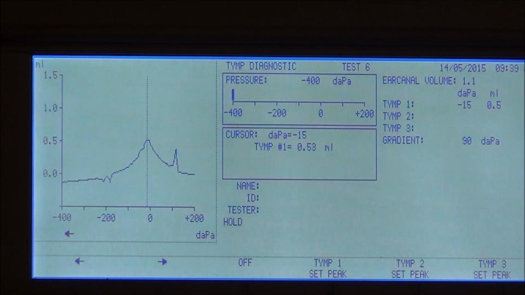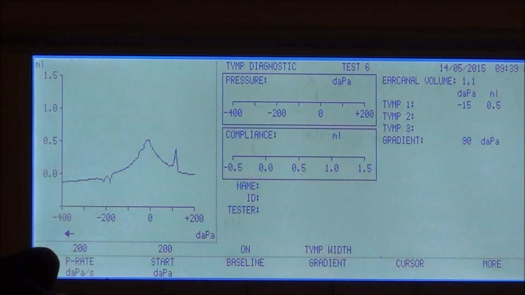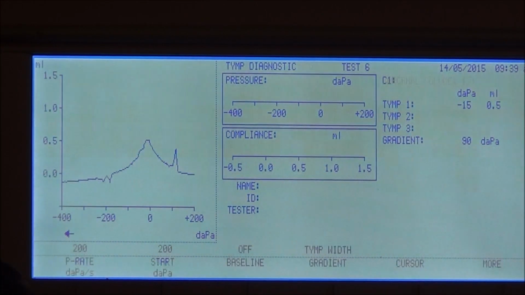You understand? Like in the previous case where the pump was leaking, even when you see from negative to positive, you got multiple peaks. So in those instances, you have to use the cursor to measure the actual compliance. Okay, so now we will switch off the baseline and we will see what happens.